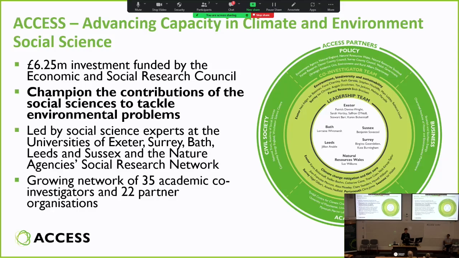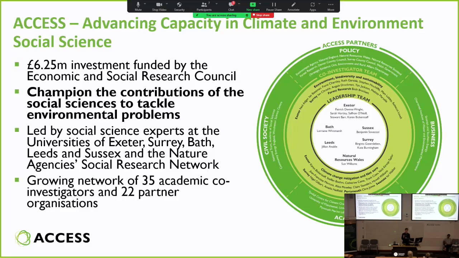As you can see from the slide in front of you, Access stands for Advancing Capacity in Climate and Environment Social Science, and it's a 5-year initiative funded by the Economic and Social Research Council. And the idea, the purpose, the rationale for Access is to champion the social science contributions to tackling a range of environmental problems.